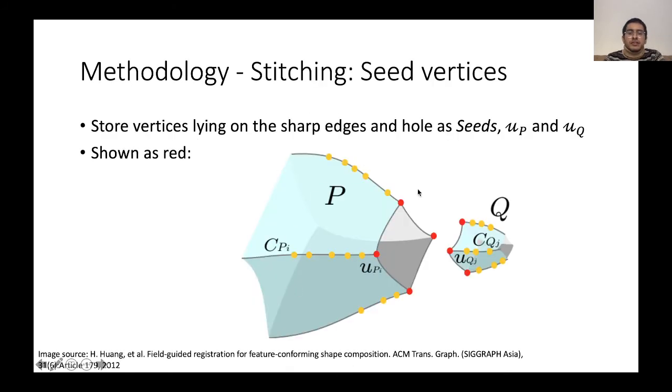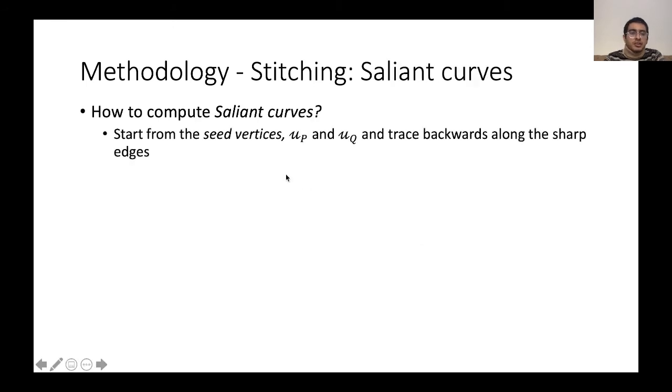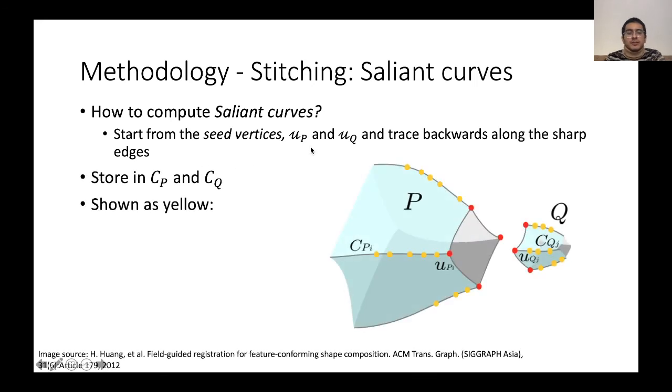And then you would first denote the sharp edges along the holes as seed vertices, UP and UQ, shown in red colors, so these ones over here. And then from these seed vertices, you would compute salient curves. In this case, a salient curve would just be the sharp edges that are traced backwards along these seed vertices, which would be stored in CP and CQ. So for example, given the seed vertices in red, you would start tracing backwards away from the hole.